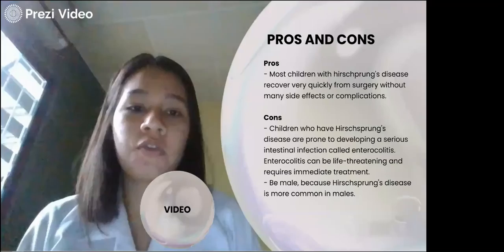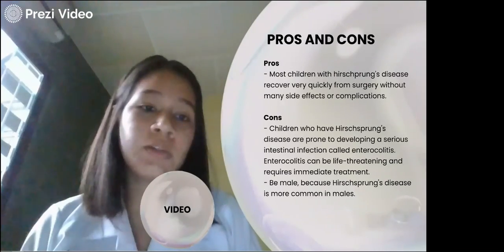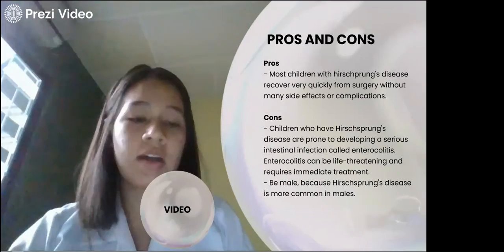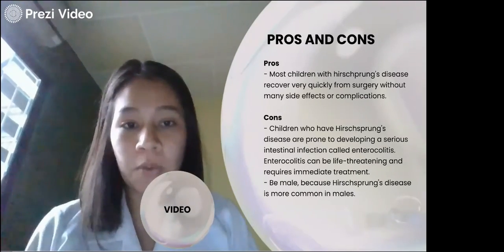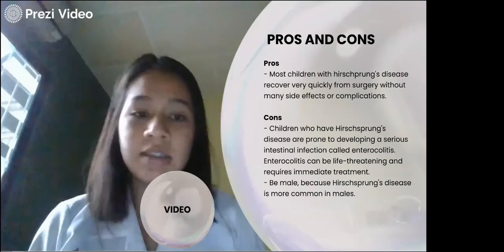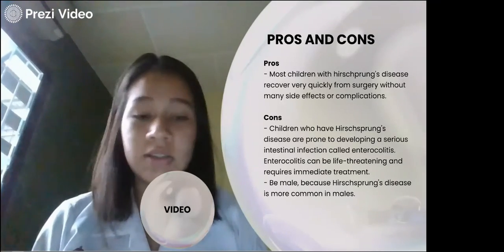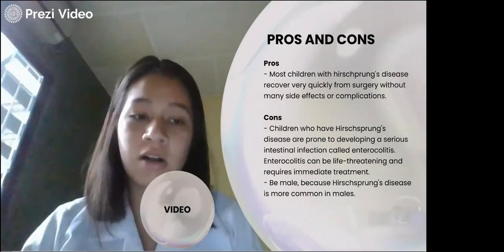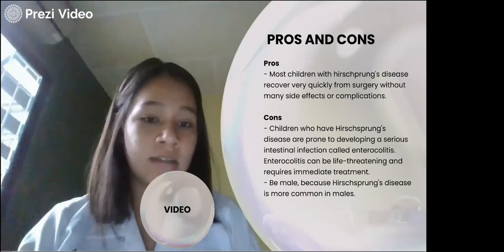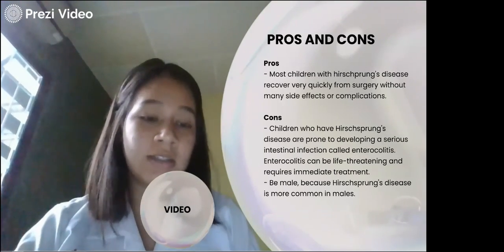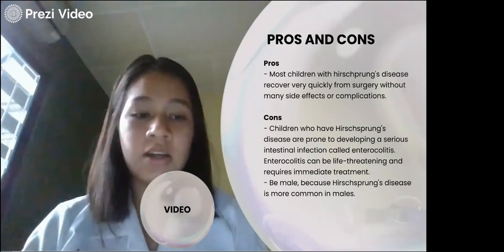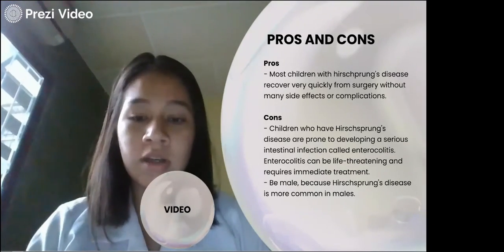Pros and cons. For the pros, most children with Hirschsprung disease recover very quickly from surgery without many side effects or complications. For the cons, children who have Hirschsprung disease are prone to developing a serious intestinal infection called enterocolitis. Enterocolitis can be life-threatening and requires immediate treatment. Another con is sex, because Hirschsprung disease is more common in males.